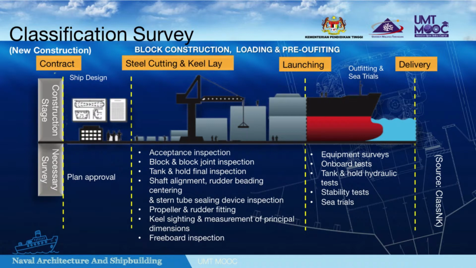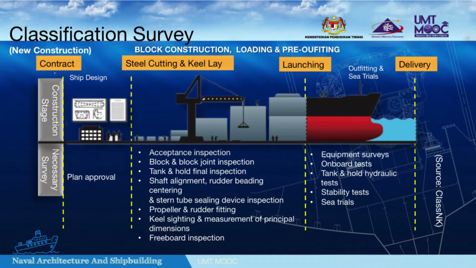Once construction of the ship has begun, the ship classification society surveyor will certify that all materials, components, and fittings have been properly approved and conduct regular surveys during the construction process, such as inspection of blocks and block joints, tank and hull final inspection, shaft alignment, rudder bearing clearance, stern tube sealing device inspection, propeller and rudder fitting, keel sighting, and measurement of principal dimensions, freeboard inspection, and launching.